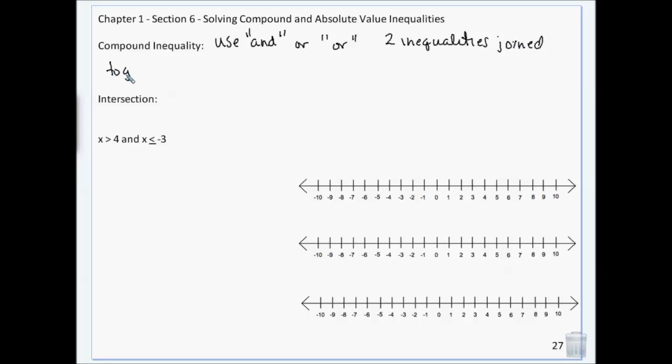Okay. Intersections are ands. And the graphs overlap, and you only keep the overlapped part.